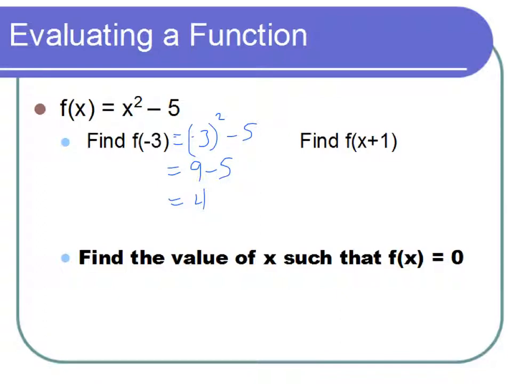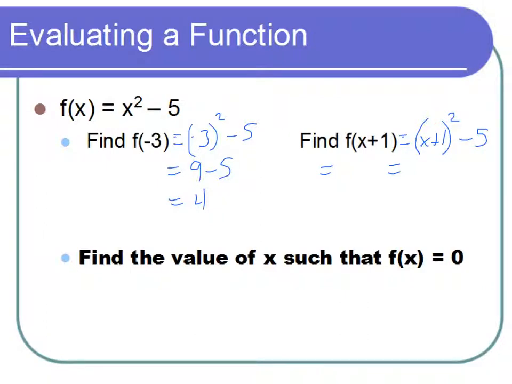All right, let's try one that's a little trickier. What if what I want to find isn't just a number, but an expression? Same deal. You're going to take x plus 1 and plug it in for x. So I'm going to take my x plus 1 and put it in for x. So it's going to be x plus 1 squared, and then minus 5. Be really careful with this quantity squared.